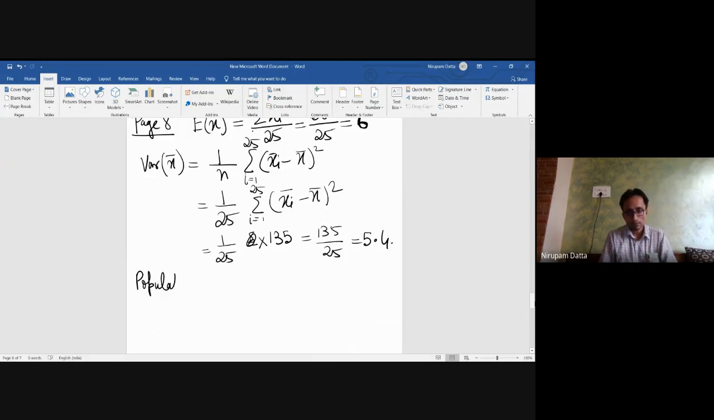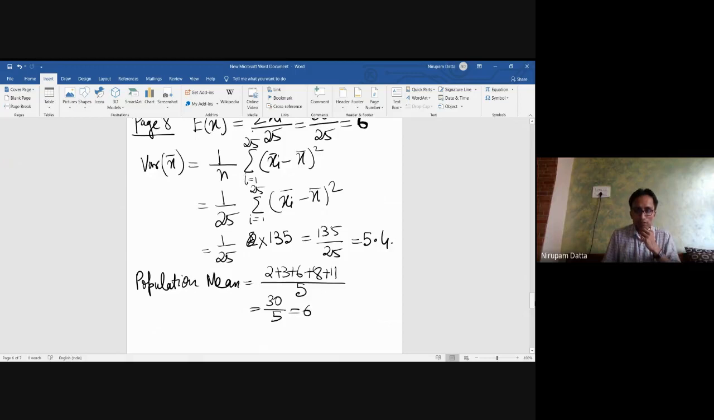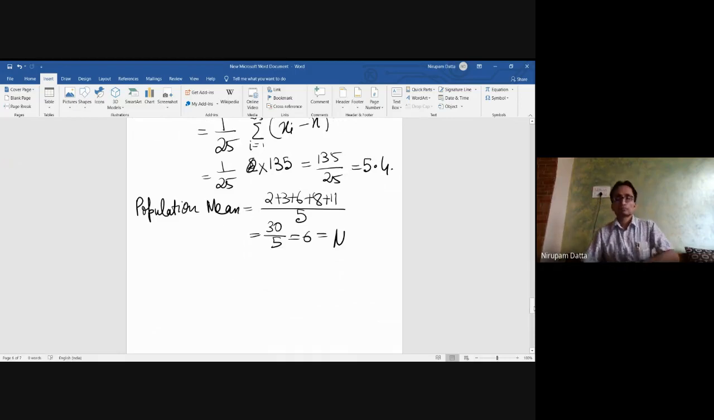Population mean is nothing but the simple mean: 2 plus 3 plus 6 plus 8 plus 11 divided by 5. So 2 plus 3 is 5, 5 plus 6 is 11, 11 plus 8 is 19, 19 plus 11 is 30. So 30 by 5 is equal to 6. That means the population mean is exactly equal to the mean of the sampling distribution. That means the test statistic, that is the sample mean, gives an unbiased estimate of the population mean.